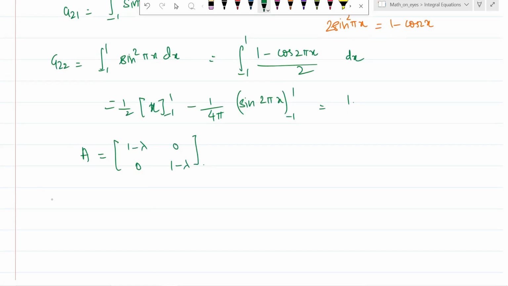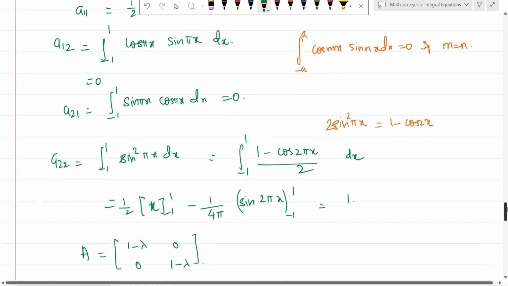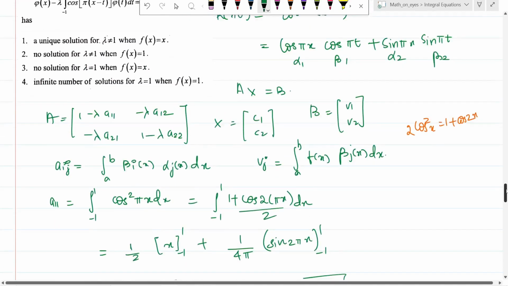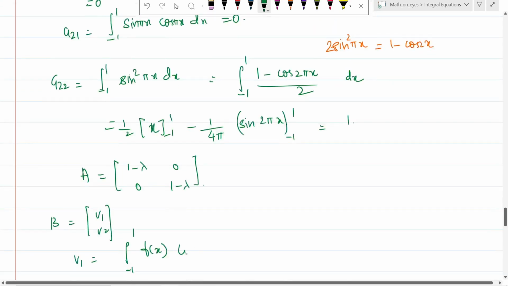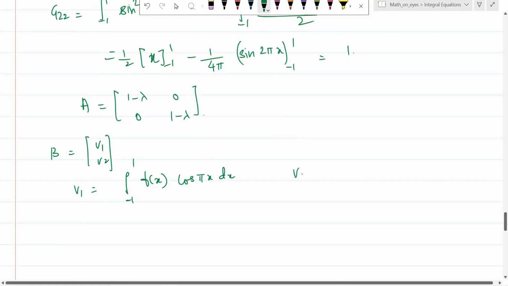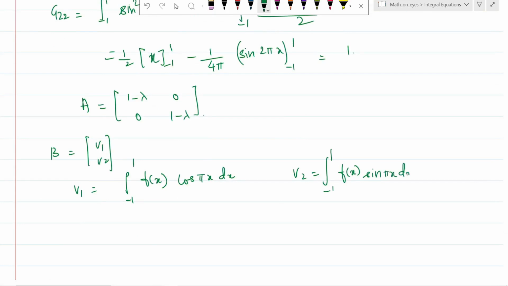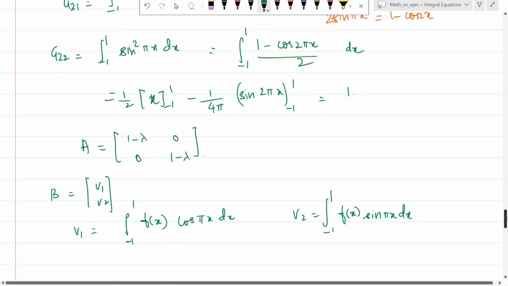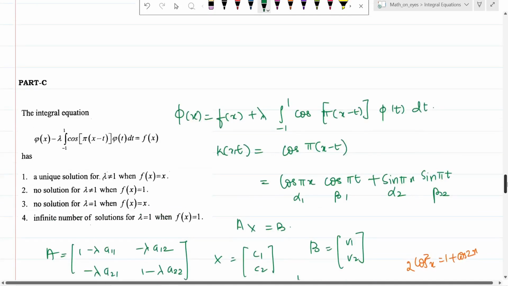We need to find the matrix B. B is equal to V1, V2, right? So V1 will be equal to integral from minus 1 to 1 of f of x into beta 1. Beta 1 is cos pi x. So we get cos pi x dx, and then beta 2 is equal to sin pi x. So we get V2 is equal to integral from minus 1 to 1 of f of x into sin pi x dx. Now f of x is an unknown function. We cannot integrate without knowing the function. We will see the options one by one.